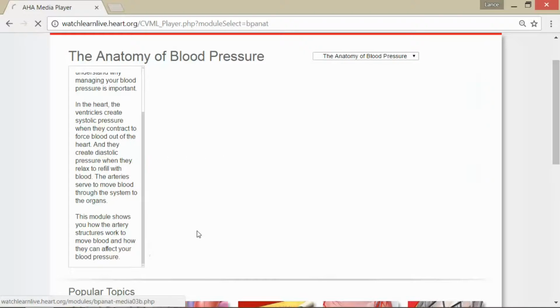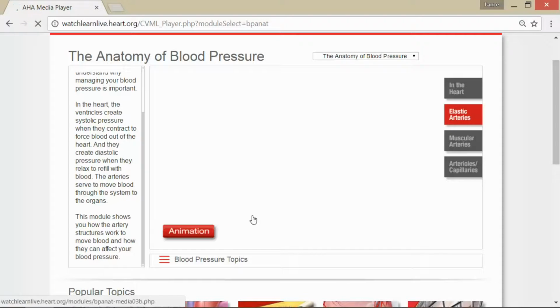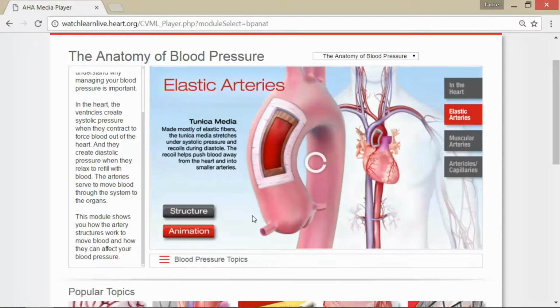So let's look at the animation now. When we look at this animation here, we can see how it's working to pump blood. Really, really cool. That is so cool.